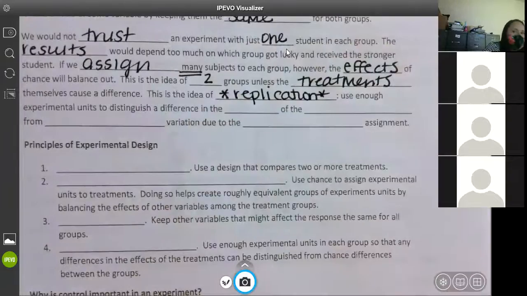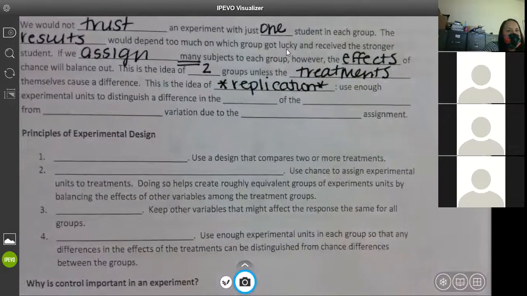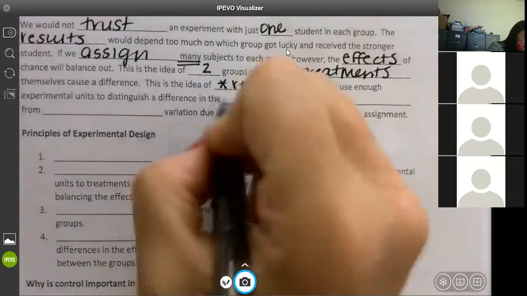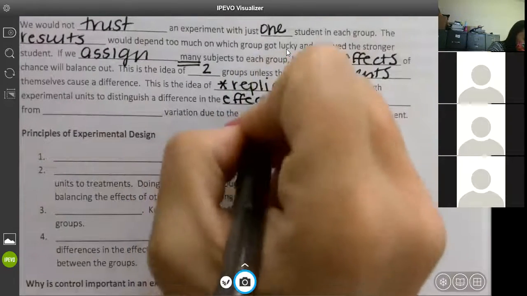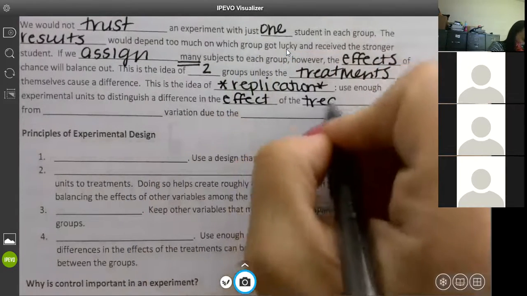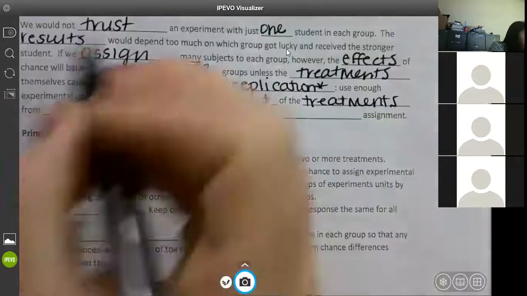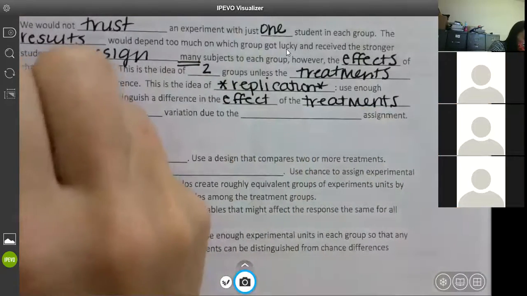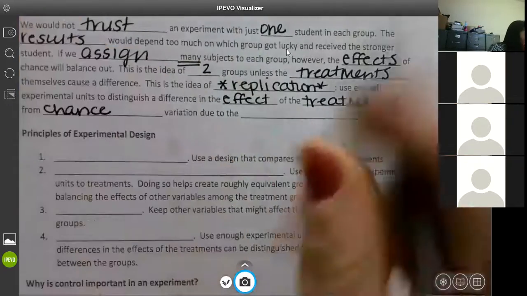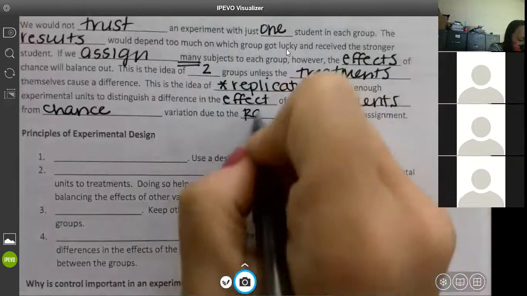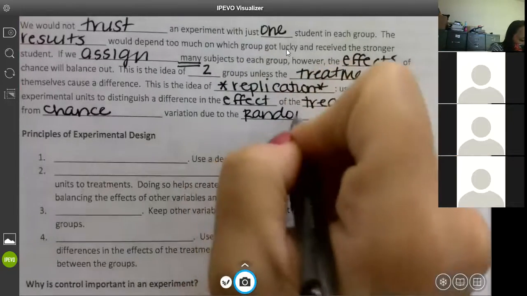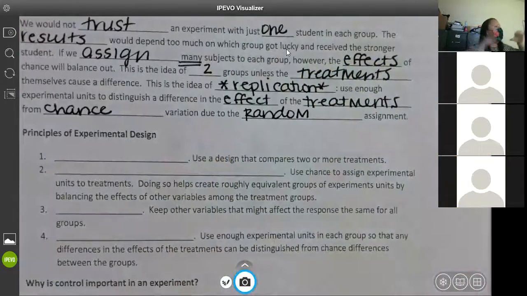Replication. Use enough experimental units to distinguish the difference in the effect of the treatments from chance variation due to the random assignment. And again, we'll talk about all of this again all together soon.